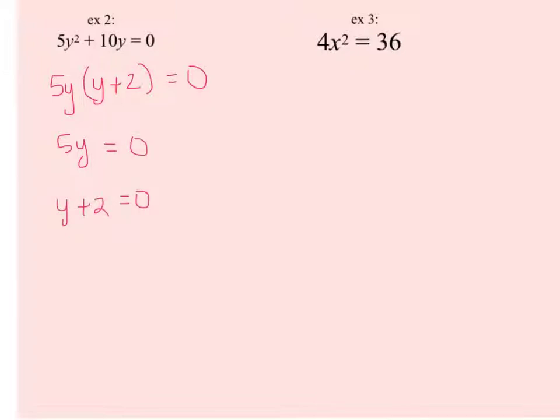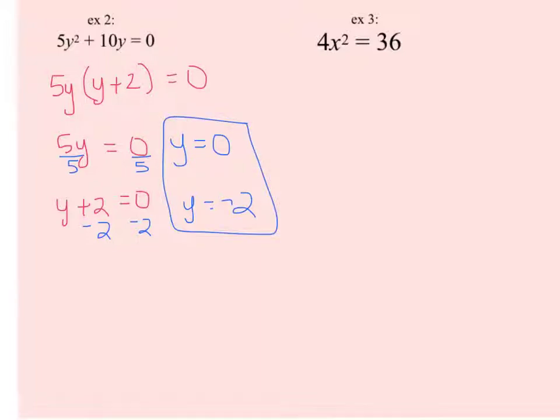And then I just use my inverse operations to solve. 5y equals 0. I can divide both sides by 5, and I get y equals 0. Remember, 0 divided by 5 is 0. And then I use inverse operations here, subtract 2 from both sides, and I get y equals negative 2. A quick check shows me that both of these answers will satisfy that equation.